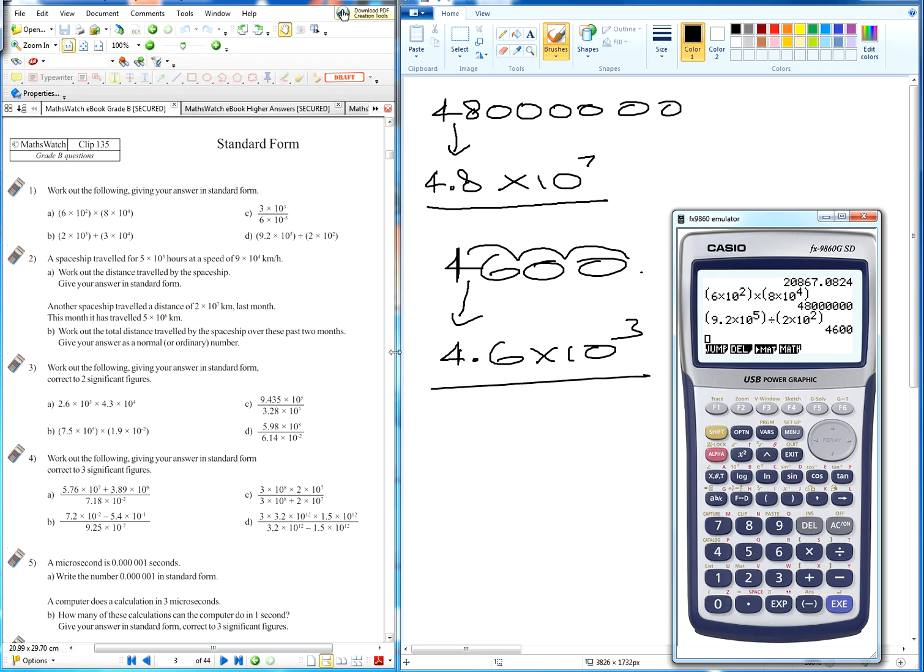What I would like you to do now is try some of the more tricky questions. I want you now to have a go at question number 4A. Try it on the calculator as you see it there. Question 4A, this one here. I'm going to give you 2 minutes to do that now. Question 4A.